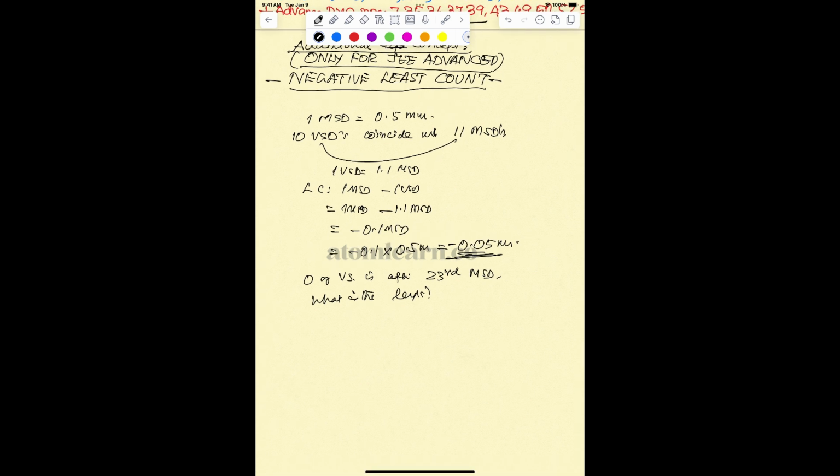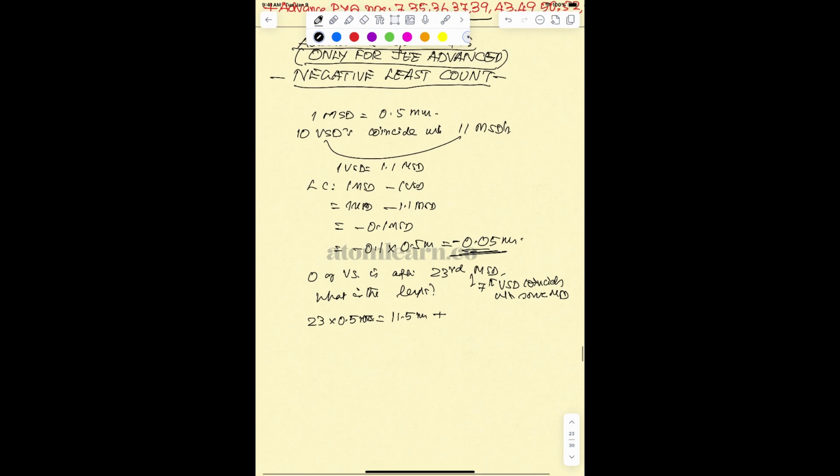Now we just work it out routinely. If we work it out, you get 23rd MSD means 23 into 0.5 mm each, equal to 11.5 mm is the main scale, plus then which is now coinciding. Okay, fine. Then they also give the data that the 7th VSD coincides with some MSD. Then what we usually do is 7 into least count. Now least count interestingly is minus 0.05. If you put it, then whatever answer you get is going to be wrong.